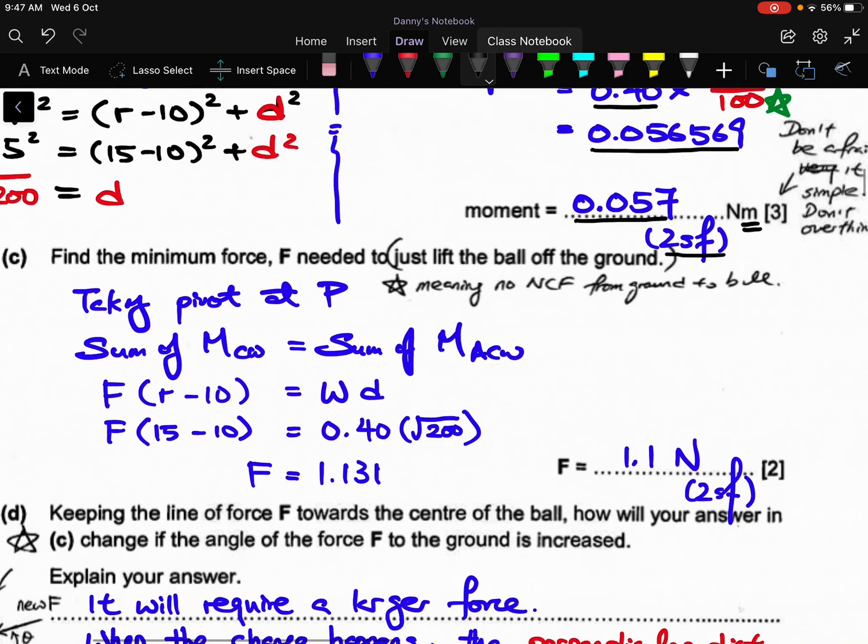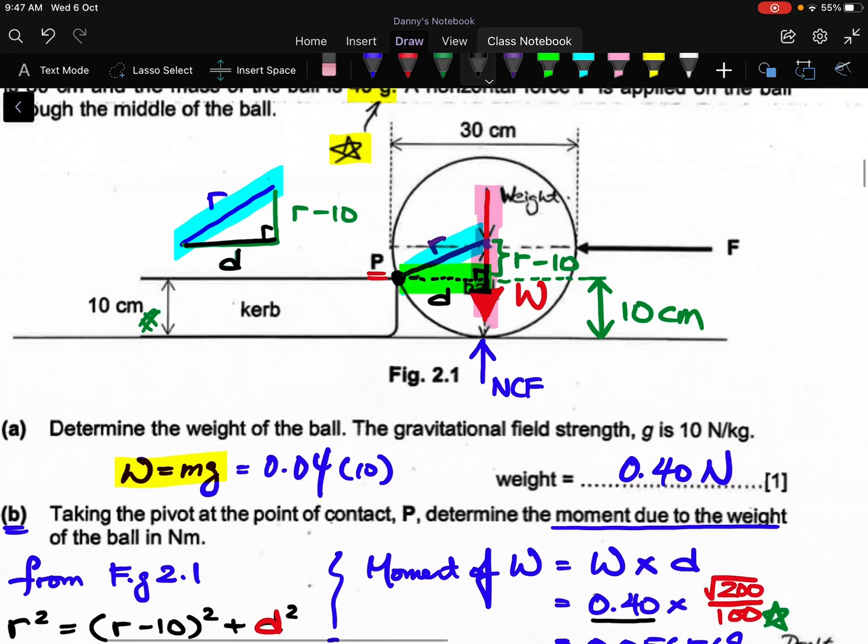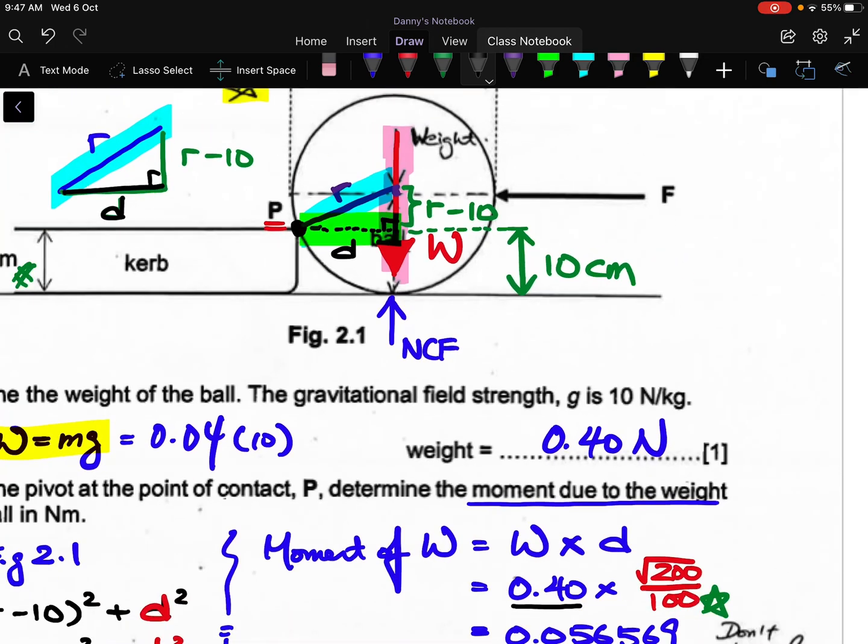Now for part C, we basically need to do a bit of balancing. How do I know that it is balancing? Because of the words "just lifted" the ball. When the ball is just lifted up, that means it's just enough to do that. So we can equate the different moments together. And because the ball is lifted off the ground, whenever there's an object touching another object, there will be a normal contact force.